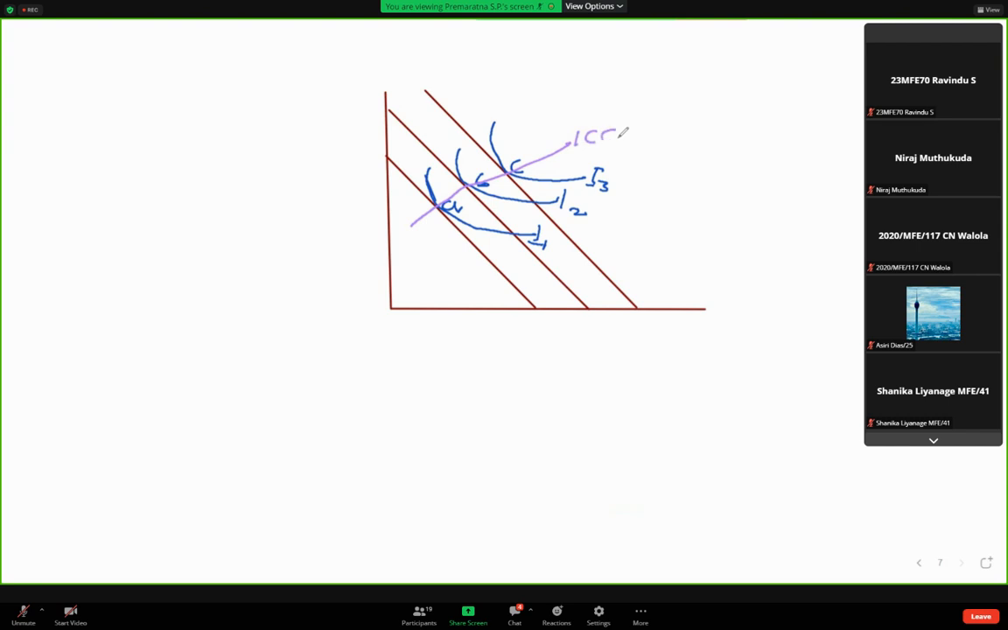ICC. Not International Cricket Council, this is the income consumption curve. So, income consumption path or income consumption curve. From this income consumption curve, we can derive another demand curve. I will show it. For this, I need another graph underneath.